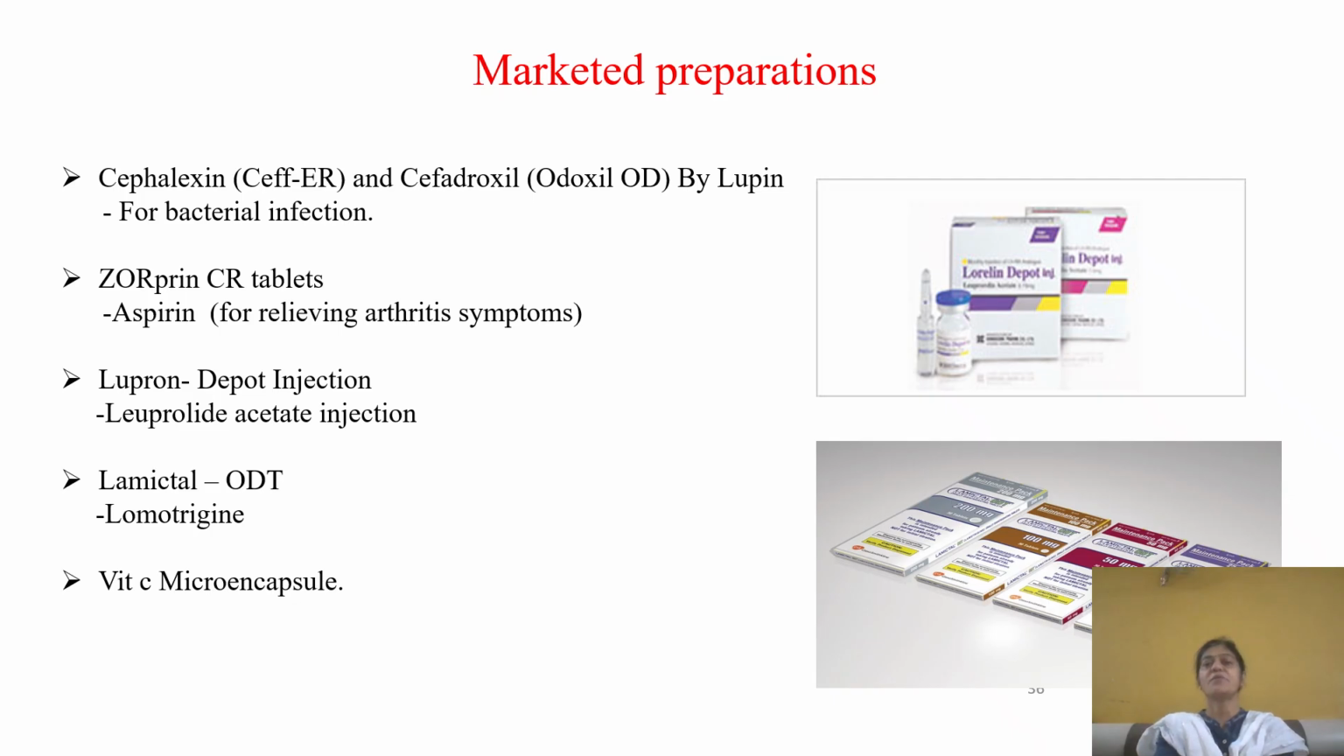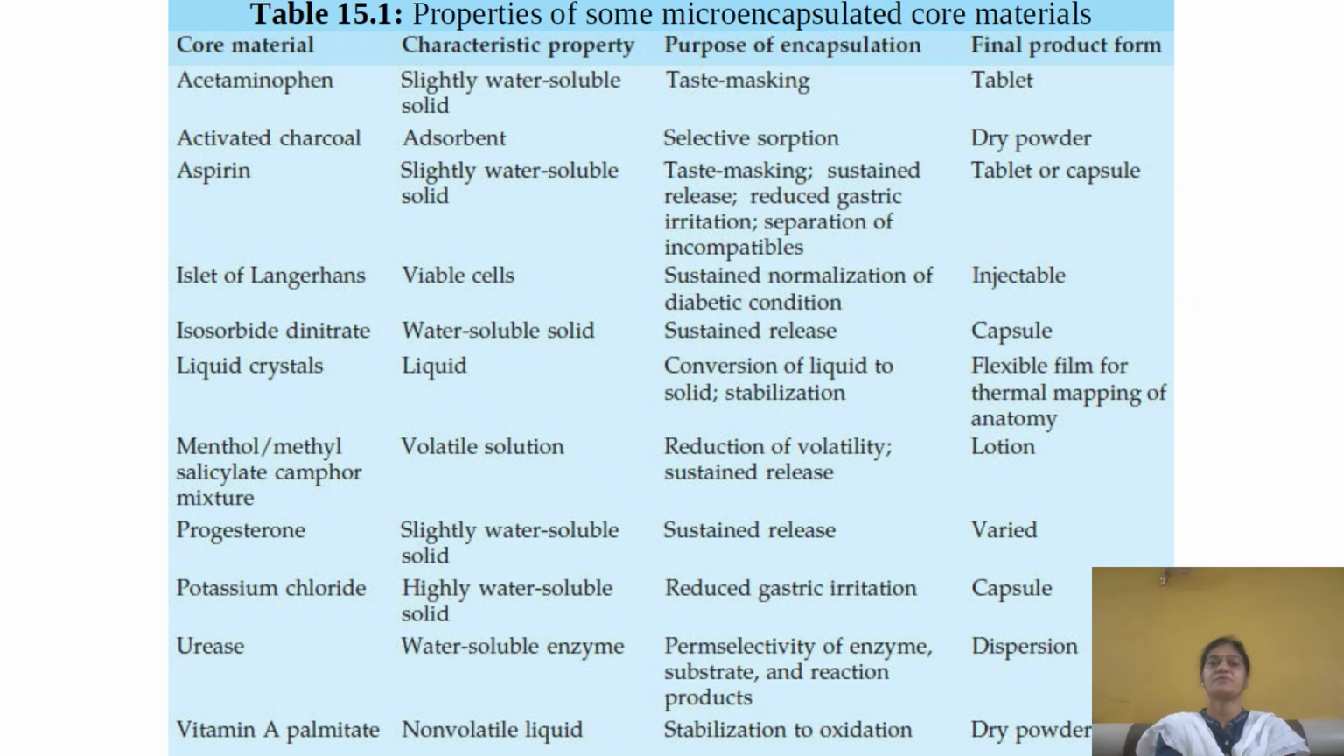Next, these are some of the marketed preparations: cephalexin, cefadroxil for bacterial infection, then Zorprin tablet, that is aspirin for relieving arthritis symptoms, then Lupron Depot injection, then another example, lamotrigine, then vitamin C microcapsule.